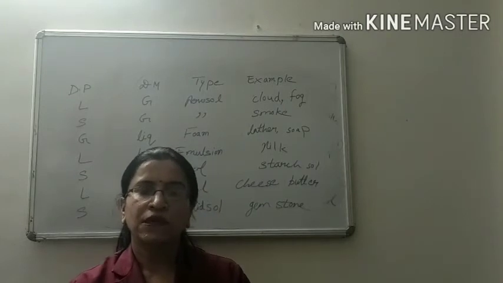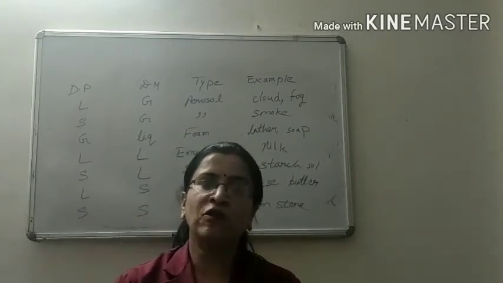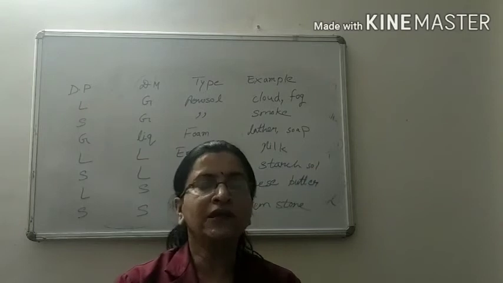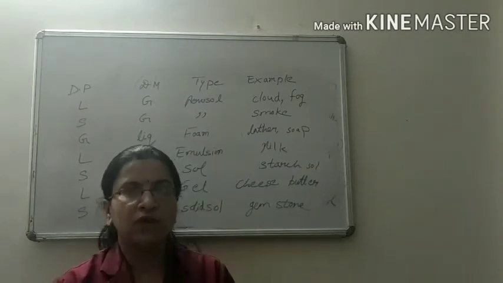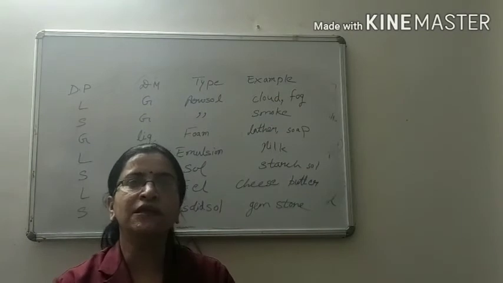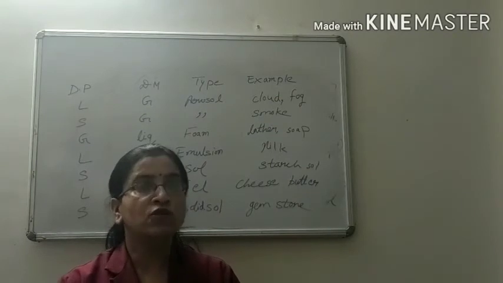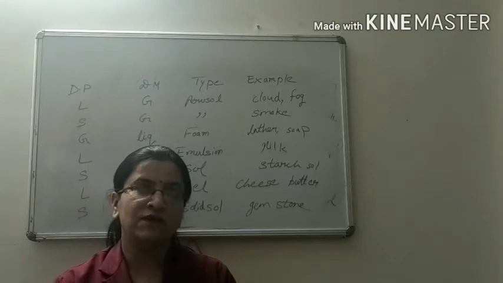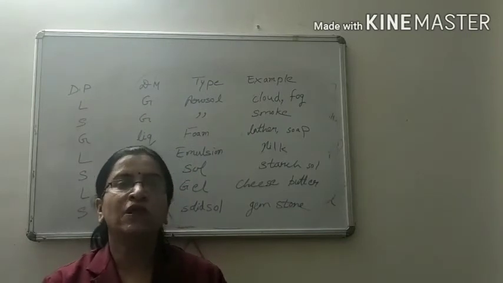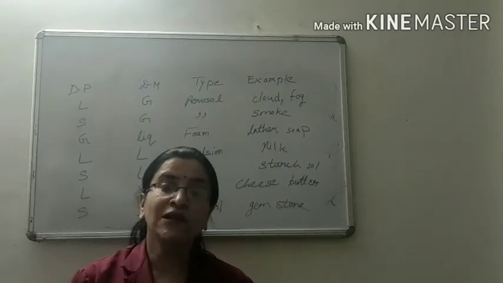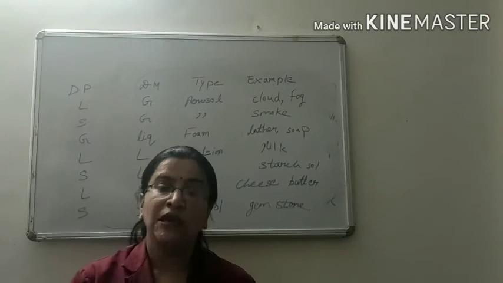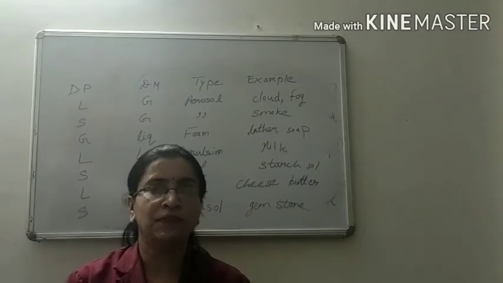Students, in today's module, we learn about colloidal solution and its properties. So what is this colloidal solution? Colloidal solution is the intermediate between solution and suspension, which you learned in your previous video. Now, this colloidal solution is made up of two components. One is called dispersed phase and the other is called dispersion medium.